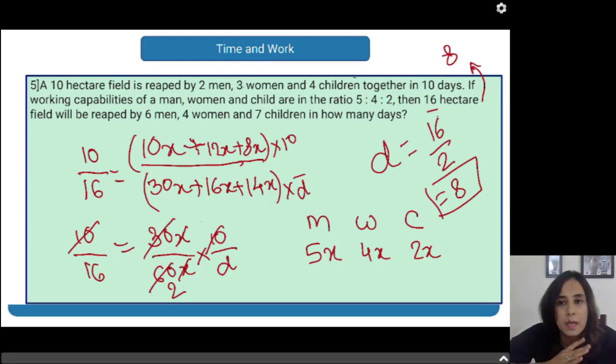These were a bit difficult level problems, and in the next session we are going to study wages and efficiency in more detail. If you haven't understood a particular problem, please go back to that problem, and if you still have doubts, do comment in the comment section.